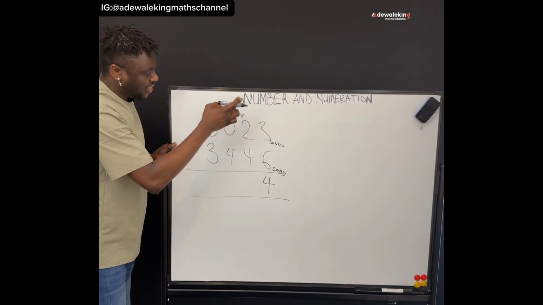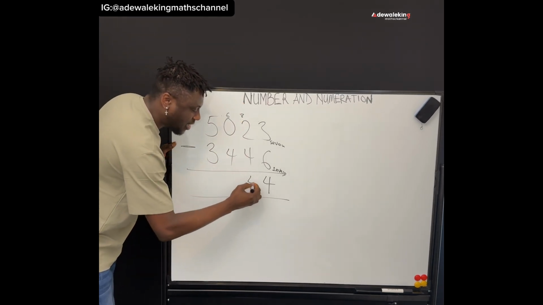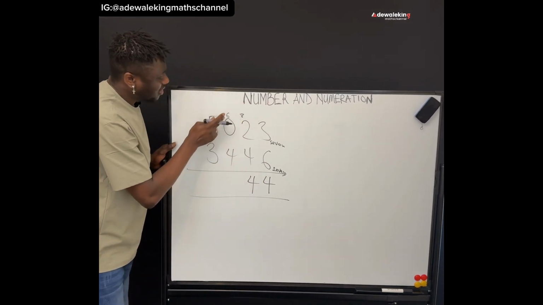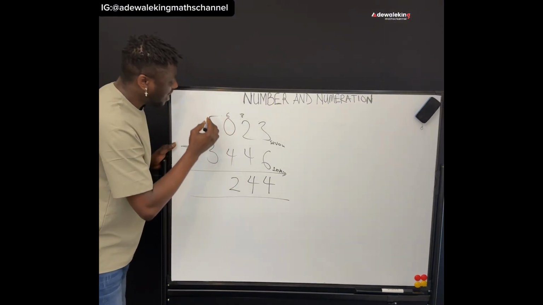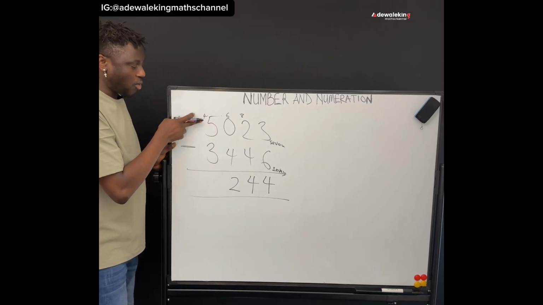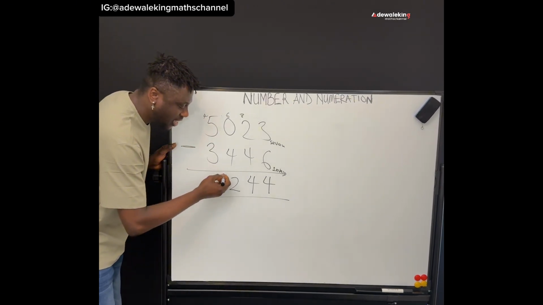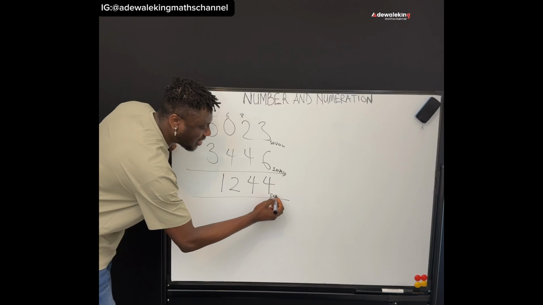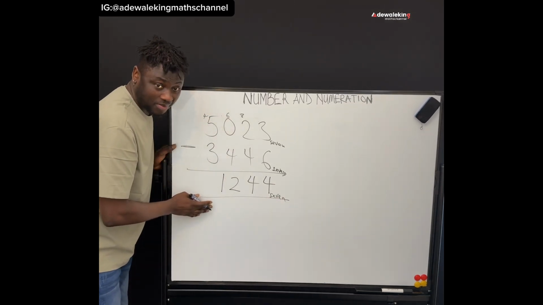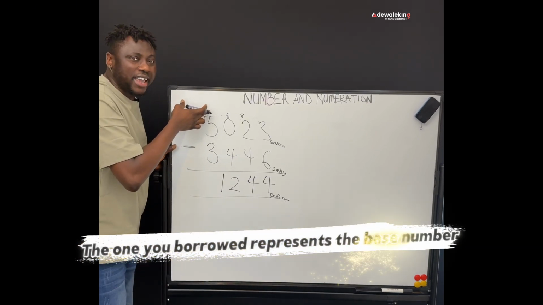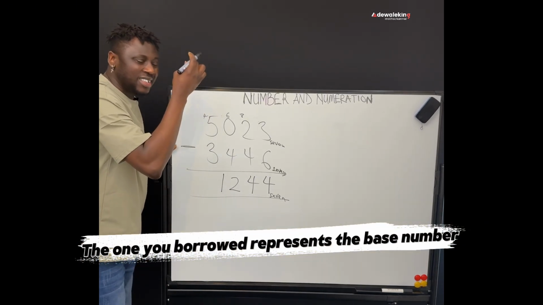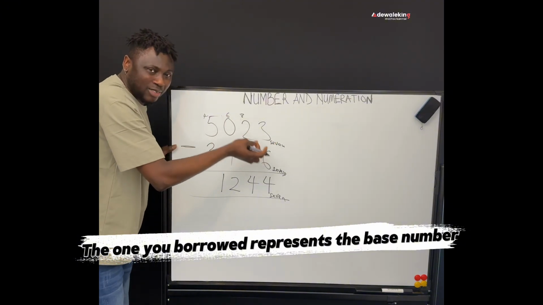This is 8. 8 minus 4 is 4. 6 minus 4 is 2. And this is now 4. 4 minus 3 is 1. And this answer will be in base 7. So this is another way to show you that the 1 you borrow from here is not actually 1. So the 1 is the base number.